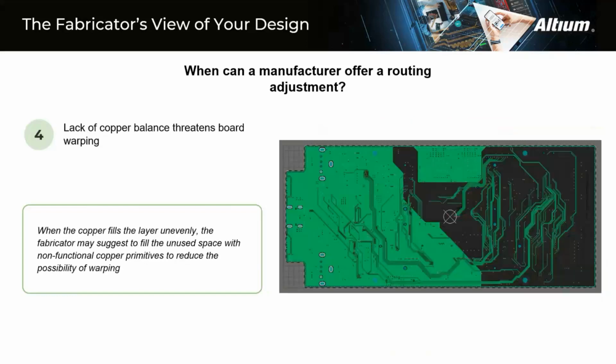In order to improve the balance of copper in the board layers, the fabricator can add their own non-functional copper with your approval, but no one knows exactly how this copper will affect the performance of the board once the board is populated with components. If you don't want to wait for corrections from the fabricator, balance out the copper yourself before releasing to the fabricator.